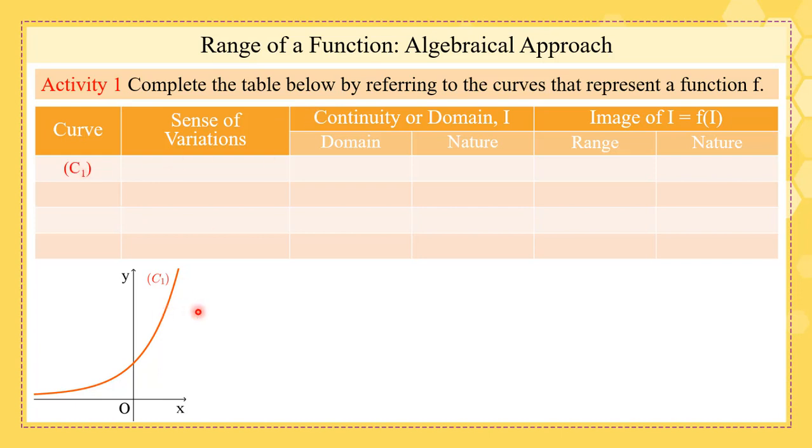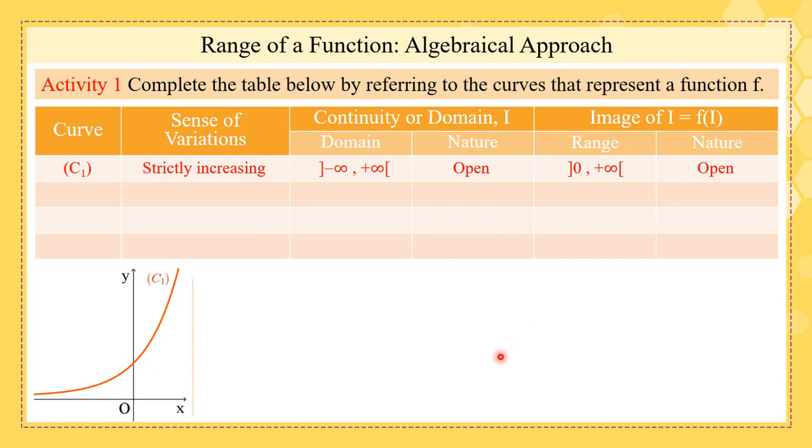Sense of variation is strictly increasing, as you see. Domain. The domain of this curve is negative infinity, positive infinity. Its nature, the nature of this domain is open. And the image, or the range, or f of I, the range is from 0 to plus infinity. Remember, to find the range, you project on the y-axis. And its nature is also an open interval.